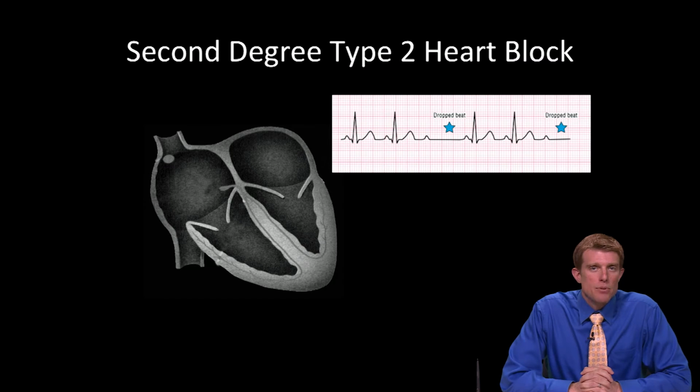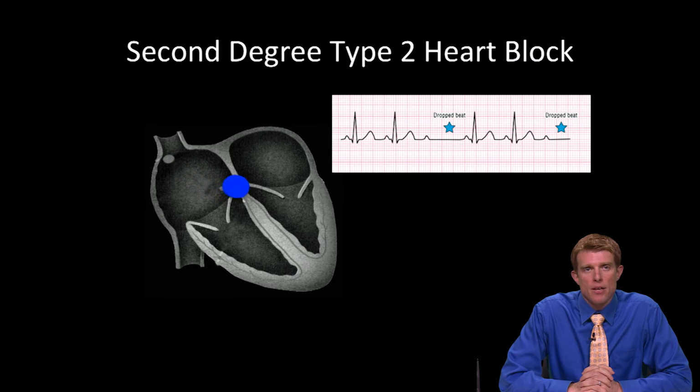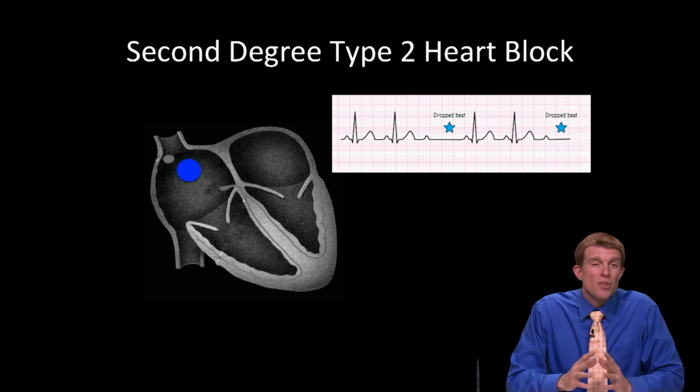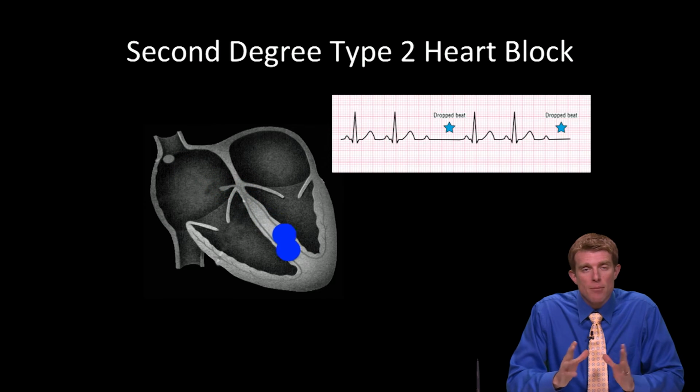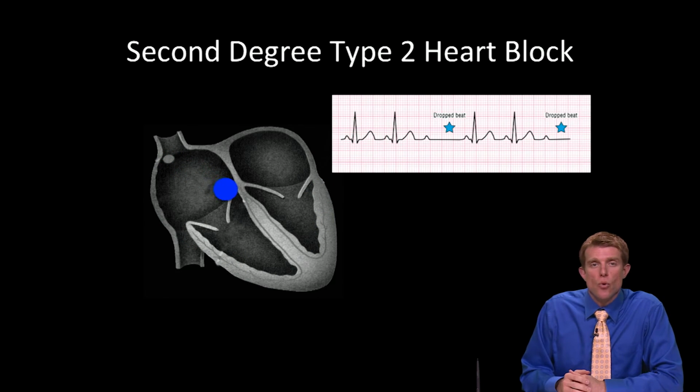Now, a second degree type 2 heart block is a little bit different. In a second degree type 2 heart block, you have your normal conduction happening from the SA node to the AV node and then down the normal electrical pathway. You're conducting your electrical impulse through the AV node on a regular basis, and then all of a sudden one is blocked and does not conduct. The PR interval has remained the same up until that blocked conduction. And then after that, it resumes its normal conduction through the AV node.